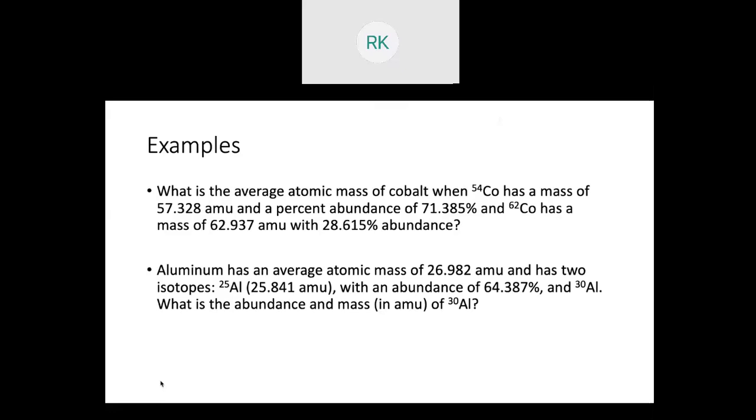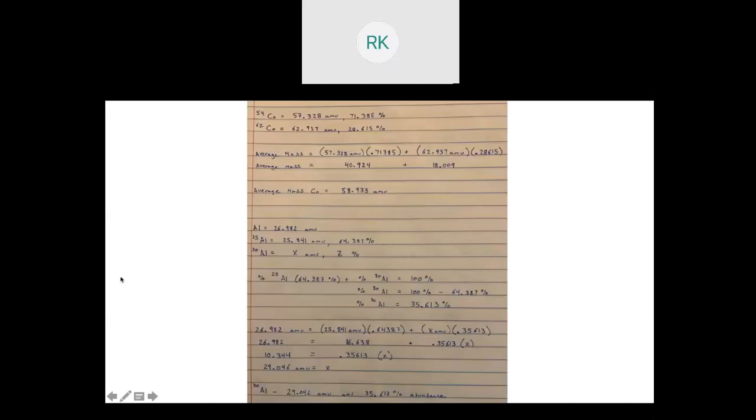So the first one says, what is the average atomic mass of cobalt when cobalt-54 has a mass of 57.328 atomic mass units and a percent abundance of a little bit over 71%, and cobalt-62 has a mass of 62.9 AMU with about a 28.6% abundance. Okay, and so the first thing I want to point out with this problem is we have two isotopes listed. We have cobalt-54, right? The 54 just means that that's the mass number, which is our number of protons plus neutrons, and cobalt-62.